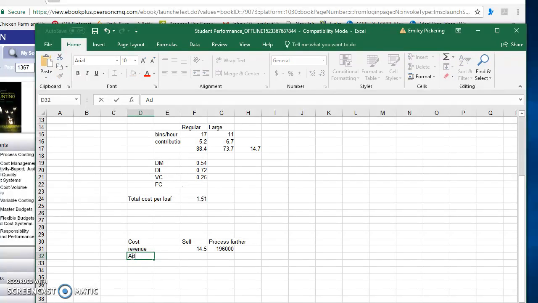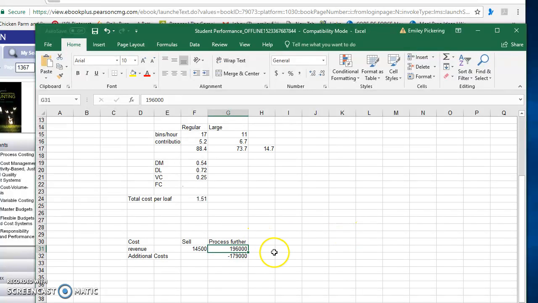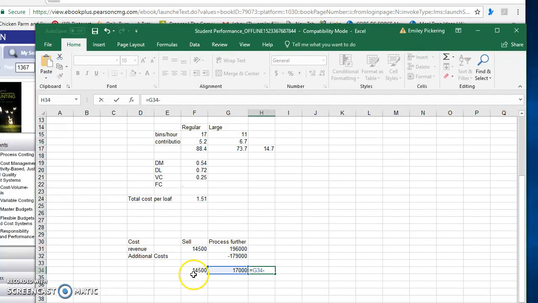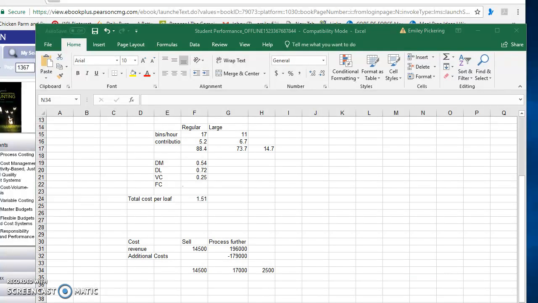And then we have the additional costs. So if we were to just sell, we would have no additional costs. However, if we were to process further, we'd have 179,000 in costs there. This is 14,500. All right, so let's take a look at the difference. This one would just cost us 14,500. This one would cost us 17,000, or excuse me, would have the total revenue of 17,000. So if we were to process further, essentially it would be an additional 2,500 for us for the chocolate.